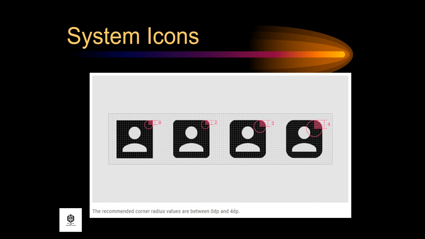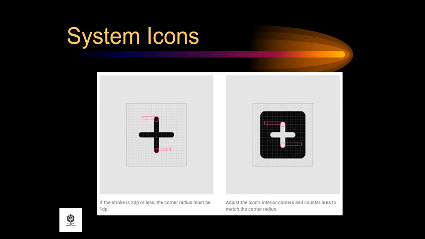So the example image is the recommended corner radius values are between 0 dp and 4 dp. If the stroke is 2 dp or less, the corner radius must be 1 dp. Then adjust the icon's interior corners and counter area to match the corner radius.